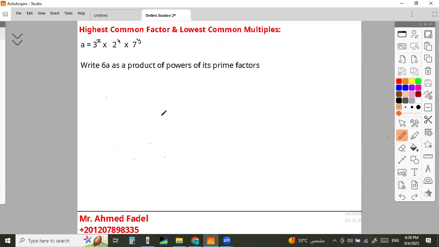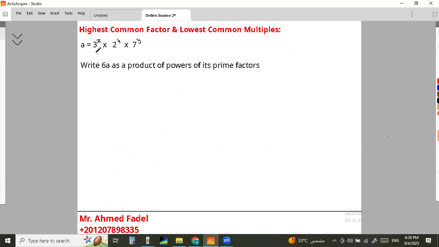Let's continue. Now they're saying a equals 3 to the power of x times 2 to the power of 4 times 7 to the power of y, but they want you to write 6a, not a, as a product of powers of its prime factors. Oh, one second, mister. 6a means it's the same as a, but multiplied by 6 at the end. So it is 3 to the power of x times 2 to the power of 4 times 7 to the power of y times 6.